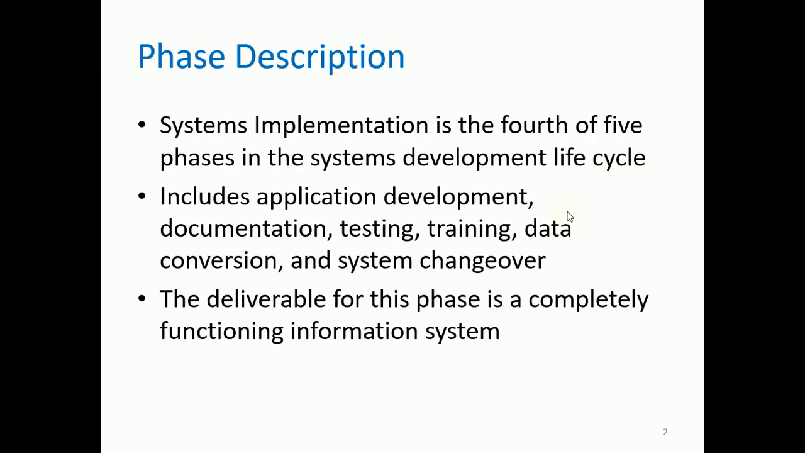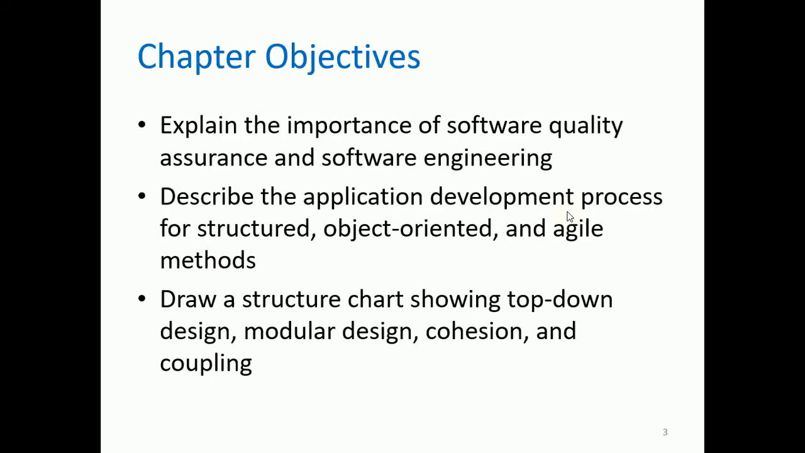So, for the phase description, systems implementation is the fourth of five phases in the systems development life cycle. It includes application development, documentation, testing, training, data conversion, and system changeover. The deliverable for this phase is a completely functioning information system.